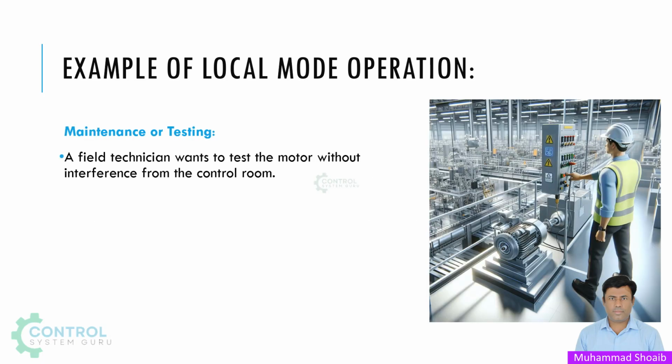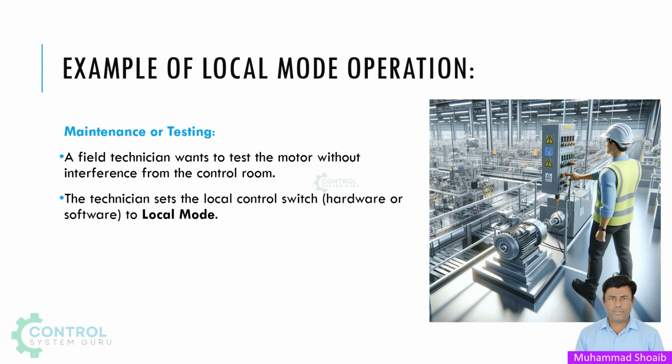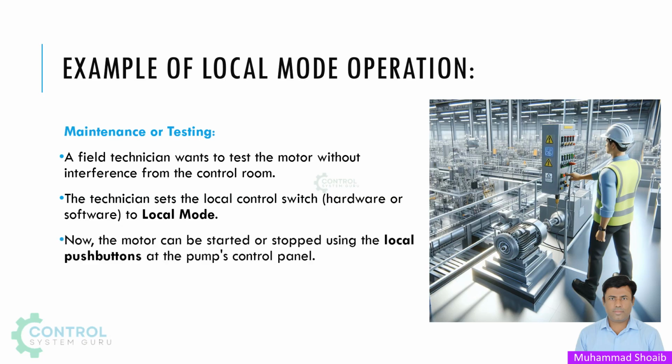Now comes another scenario. A field technician wants to start or stop the motor. The field technician wants to test the motor without interference from the control room. The technician sets the local control switch, which is mostly hardware, to the local mode. Now the motor can be started or stopped using the local push button at the pump control panel. Now you can see the right side picture. Usually in the field, we have the local control panel.